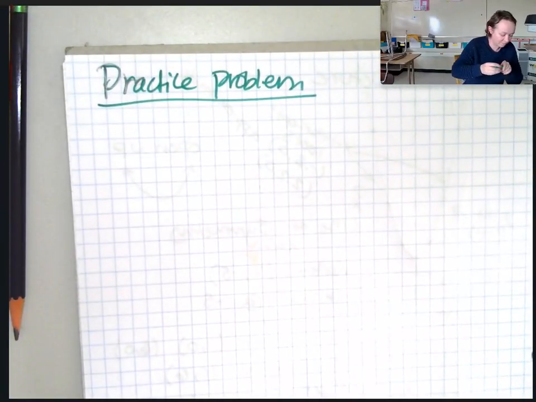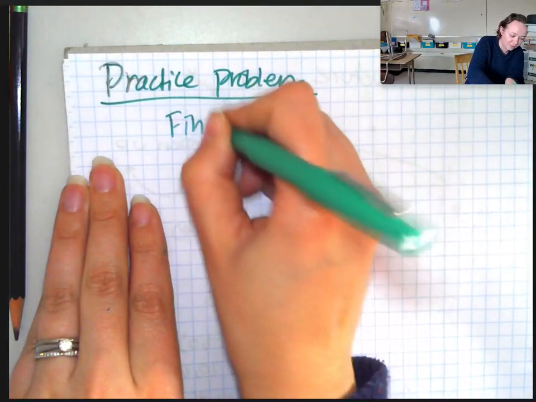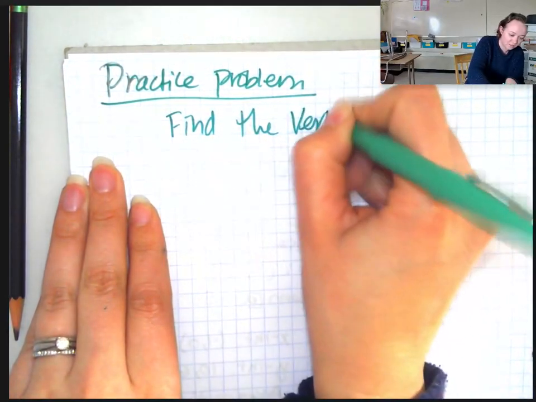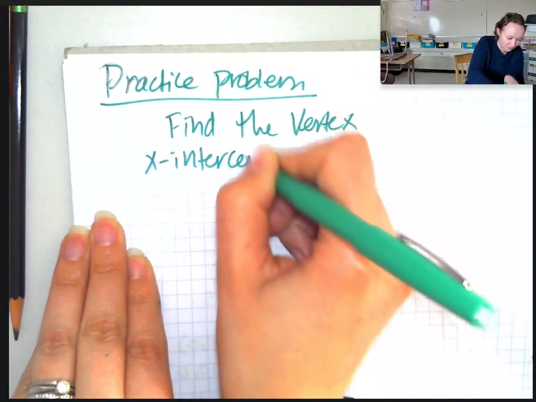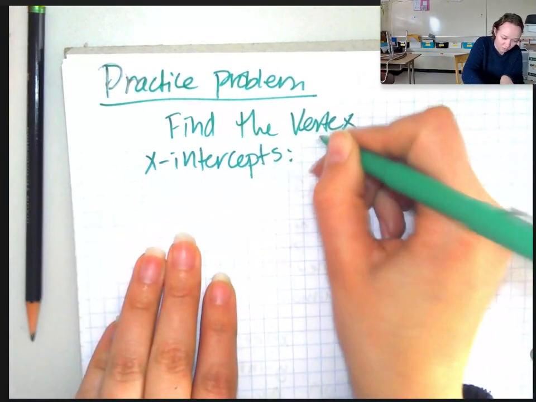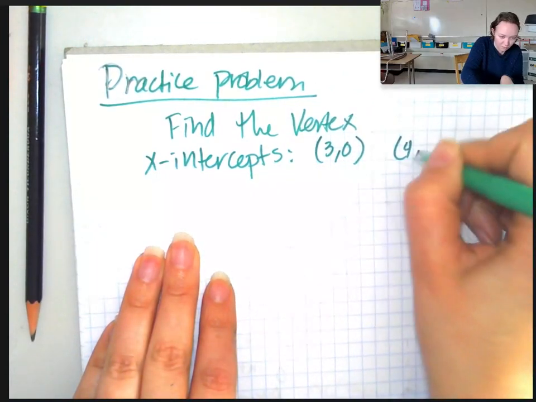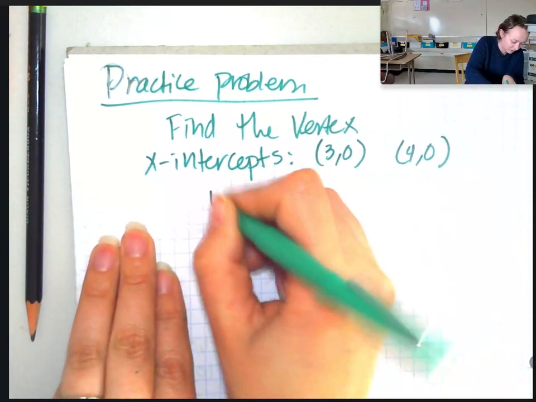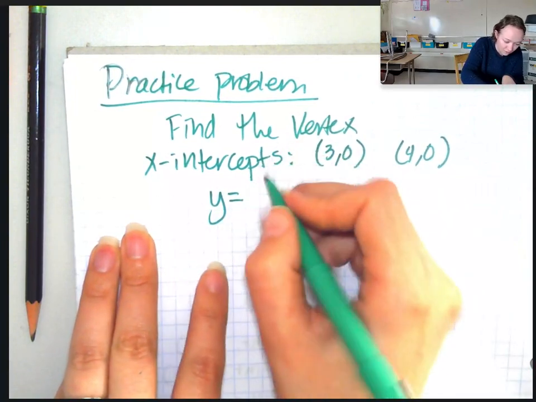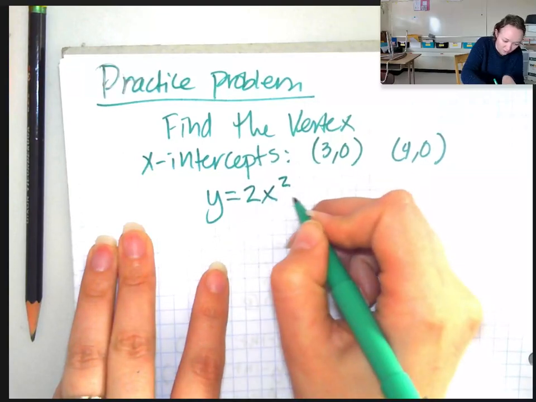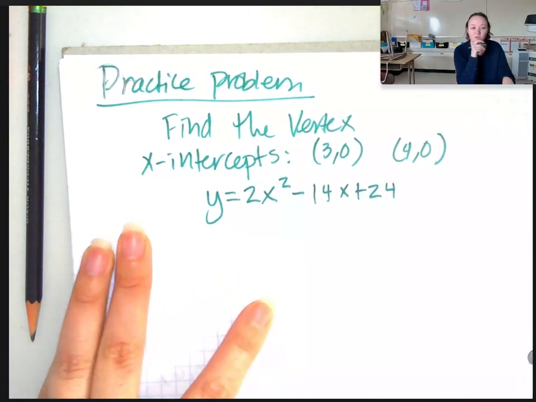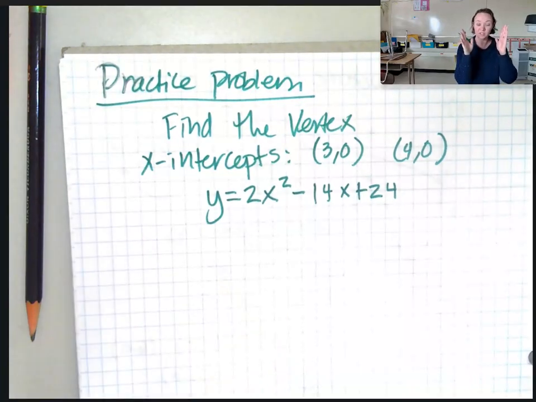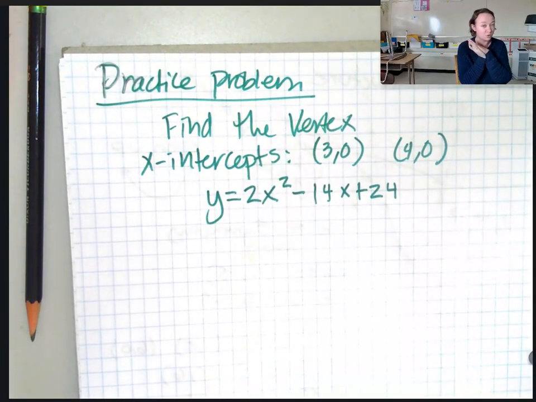Okay, finally, let's do a practice problem. I would like you to find the vertex. And I'm going to tell you that the x-intercepts are at (3, 0) and (4, 0). And the rule is y equals 2x squared minus 14x plus 24. If you need to graph it first to help you visualize what's happening, go for it, but you should be able to calculate it just by using the steps from earlier in the video. Good luck.